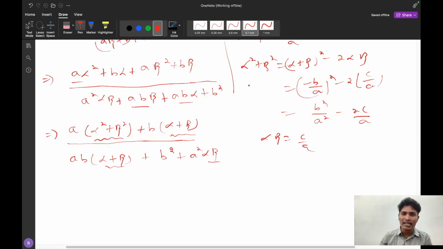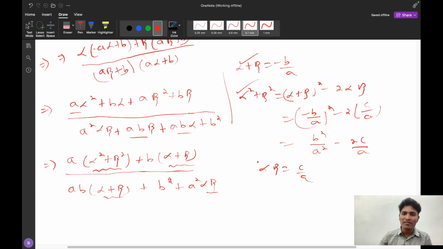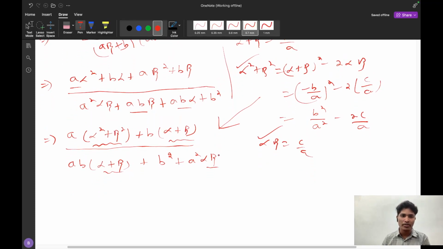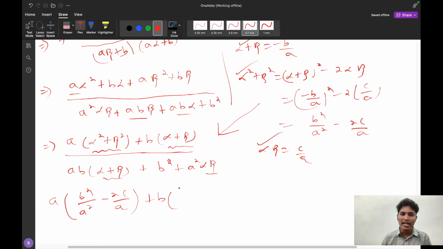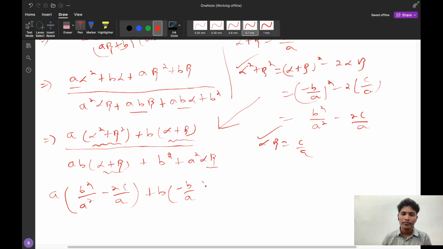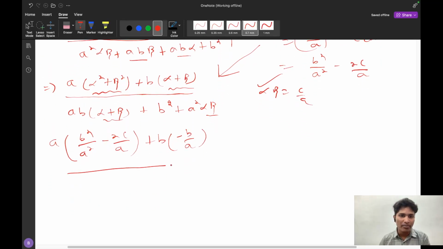These three values, that is alpha plus beta, alpha square plus beta square, alpha beta, should be substituted in this equation. So what I will get: a into b square divided by a square minus 2c by a, plus b into what is alpha plus beta? It is minus b by a, divided by ab into what is alpha plus beta? It is minus b by a, plus b square plus a square into what is alpha plus beta? It is c by a.